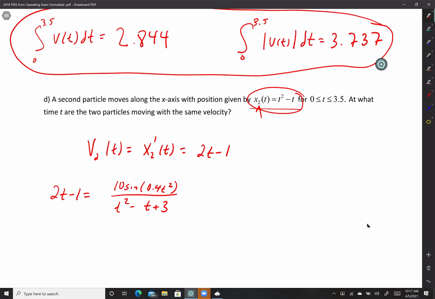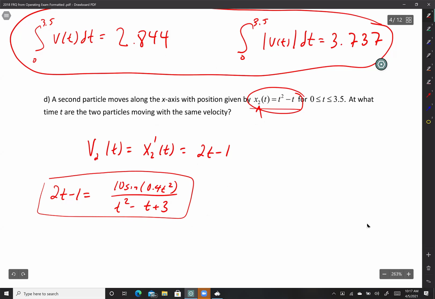Do I have to show them any algebra here, guys? It's a calculator question. No, you do not have to show them any algebra. You're already telling them that you're setting the equations equal to each other, and from there you can just go right to writing the answer. T equals something. I don't know what that answer is.